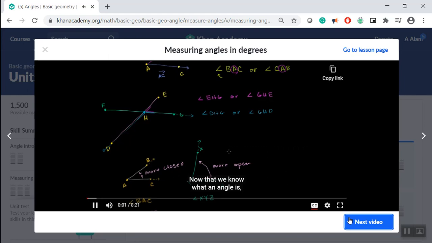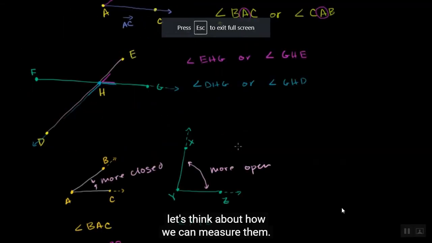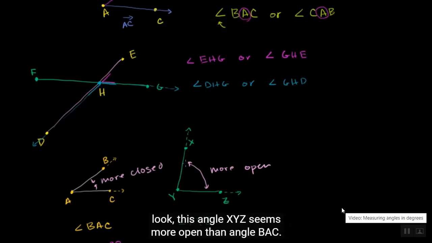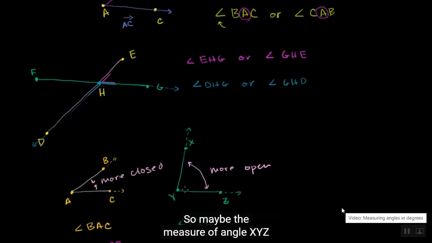Now that we know what an angle is, let's think about how we can measure them. And we already hinted at one way to think about the measure of an angle in the last video, where we said, look, this angle XYZ seems more open than angle BAC. So maybe the measure of angle XYZ should be larger than the angle of BAC. And that is exactly the way we think about the measures of angles. But what I want to do in this video is come up with an exact way to measure an angle.